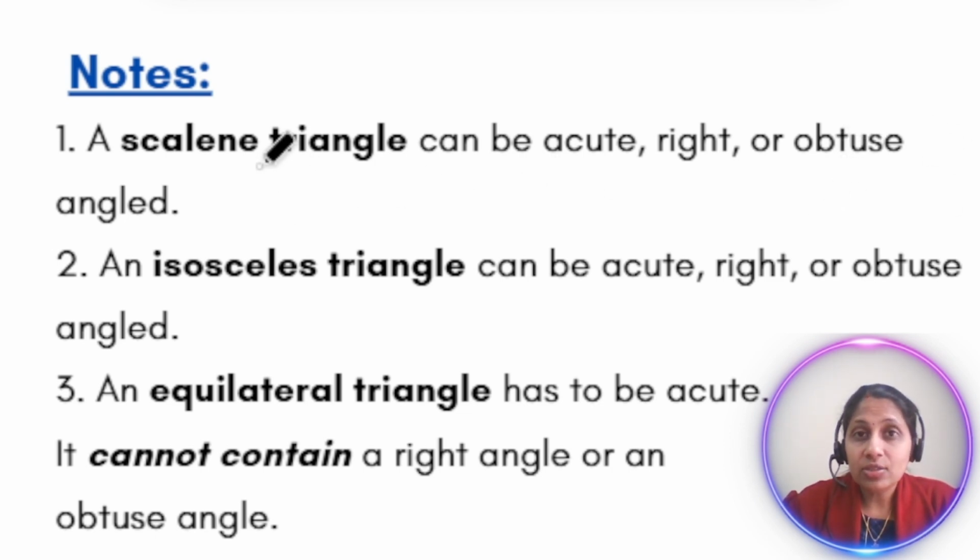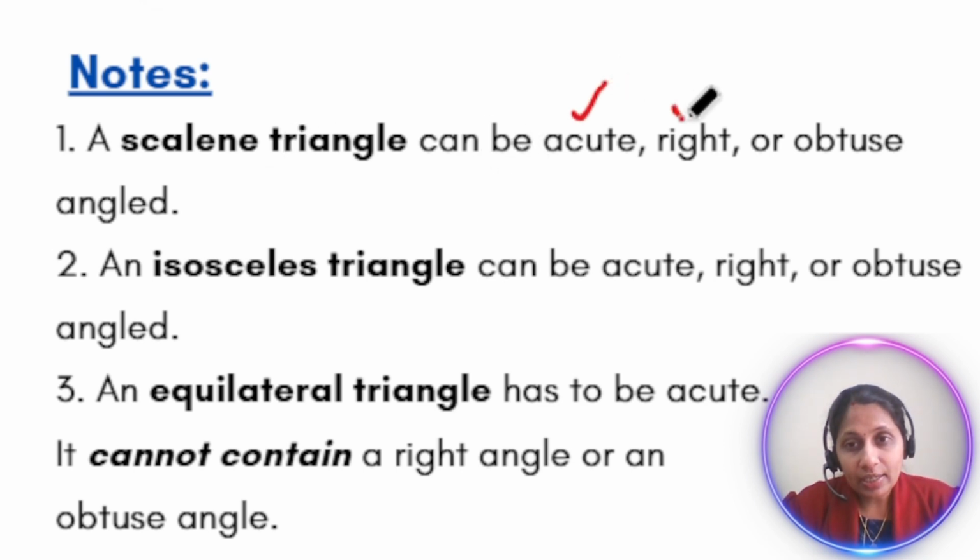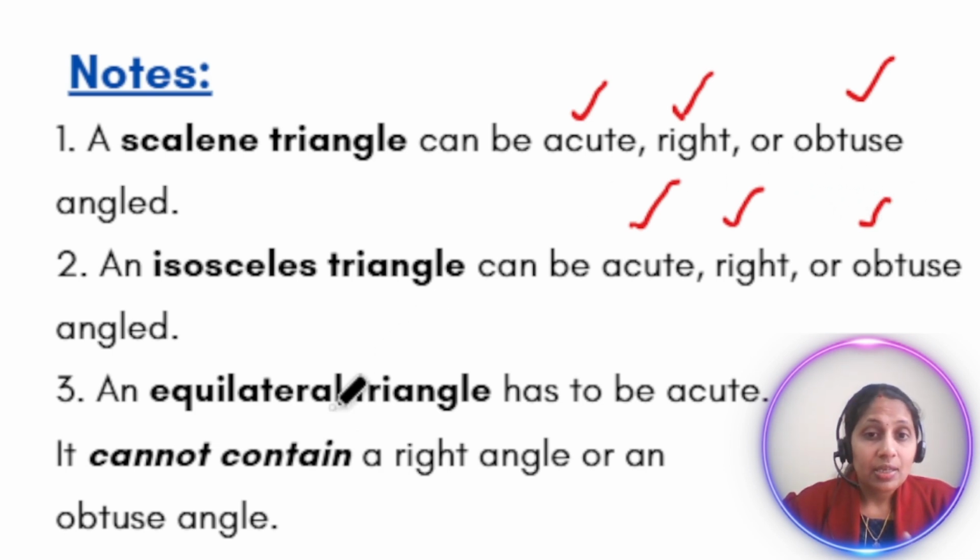Here, a scalene triangle can be an acute triangle, a right angle or an obtuse triangle, because we already said the sides can take any value. So it can be any of these. Isosceles can be acute, right, or obtuse again. But if you take equilateral, it has to be acute.